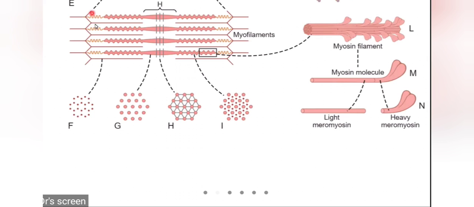Now you see, this is the zigzag line, this is the zigzag line, and this entire thing is the sarcomere, and you have a thick contractile filament and a thin contractile filament. The thick filament is called myosin, and the thin filament is called actin. The contractile unit of the skeletal muscle is called the sarcomere. So the sarcomere is nothing but the contractile unit.